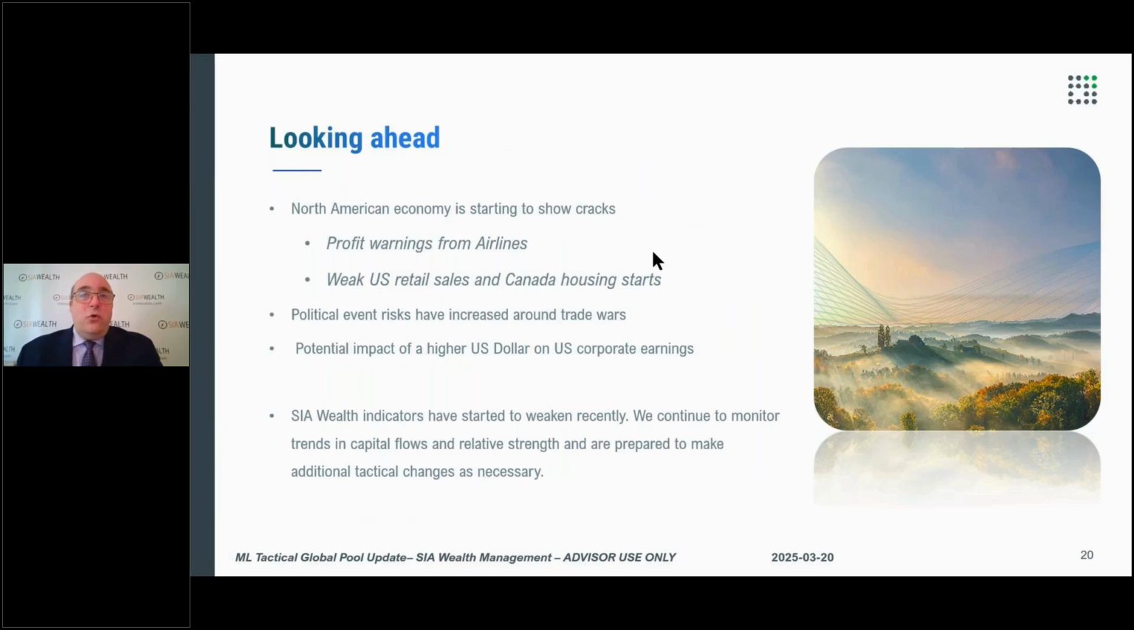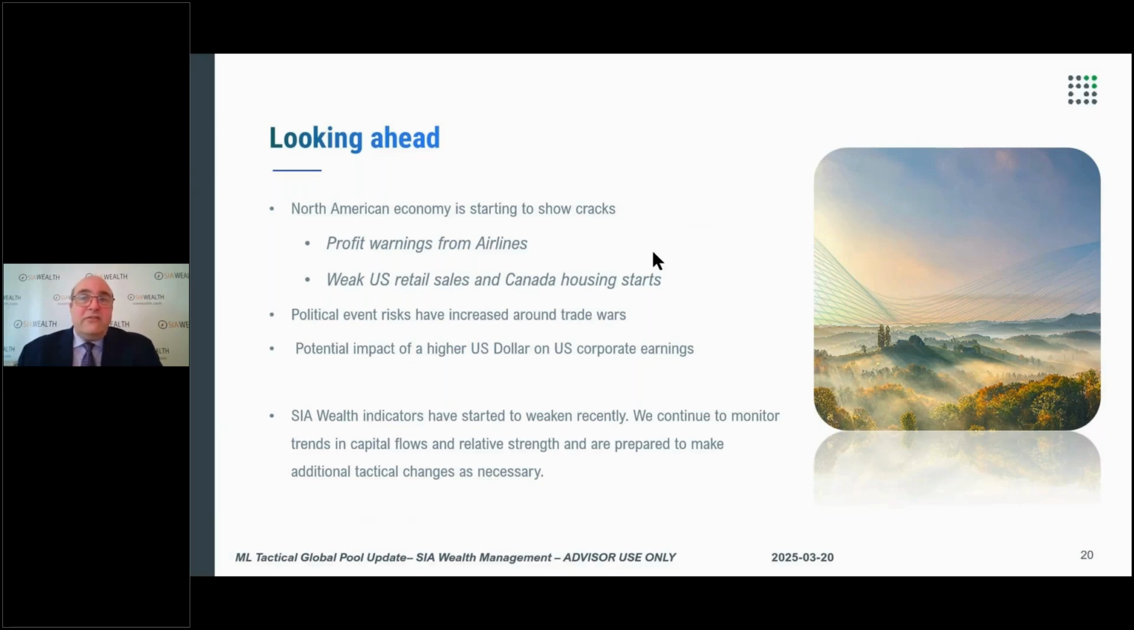Looking ahead to the first quarter, we saw it in the Atlanta GDP, and we've now seen it in the FOMC member forecasts. We're starting to see some signs in the North American economy of cracks forming. Last week we had multiple profit warnings from airlines. They're among the most sensitive to the economy, and they tend to see improvement and weakness first. So a big red flag there. Earlier this week we had weak retail sales, weak Empire manufacturing, weak Canada housing starts, and not small misses. We're talking sizable misses in all of this data.